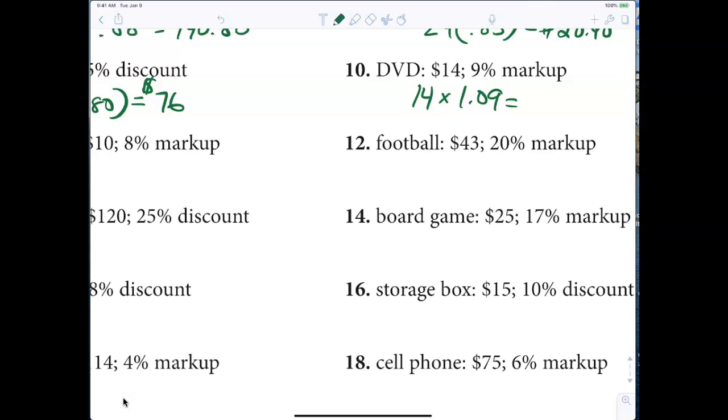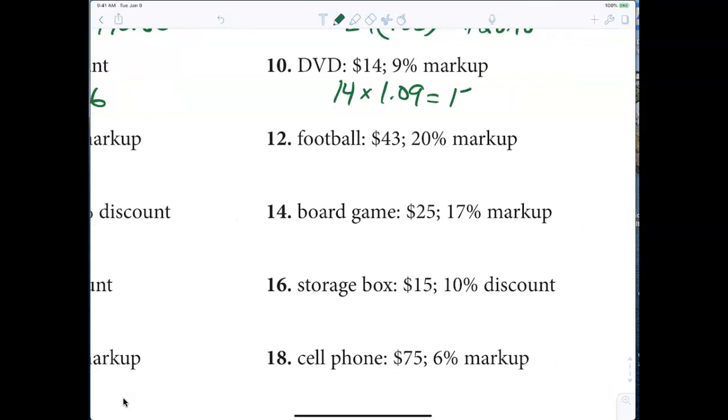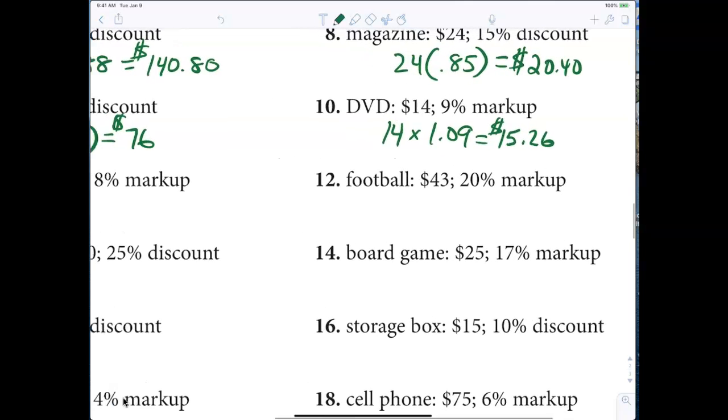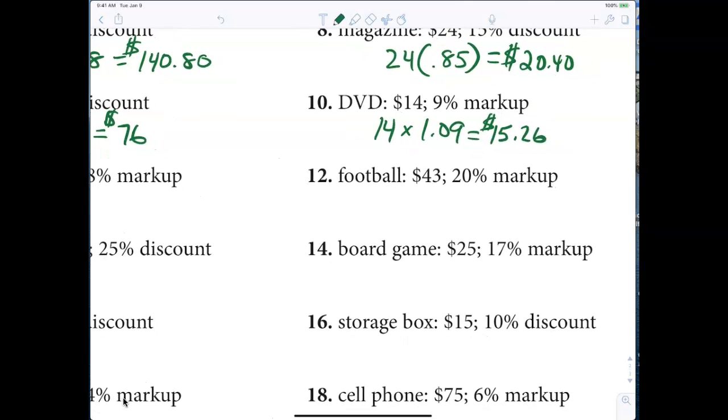What did you get? I got $15. How did you get 1.09? What did you get? Well, I just forgot how you got. So it's a 9% markup, right? Oh, so you add 100? Right. It's 100%. Yeah, it's okay. Think of it this way: 100% is the whole thing. So you're adding a percent to the whole thing, or you're subtracting percent from the whole thing. Okay? Yeah.